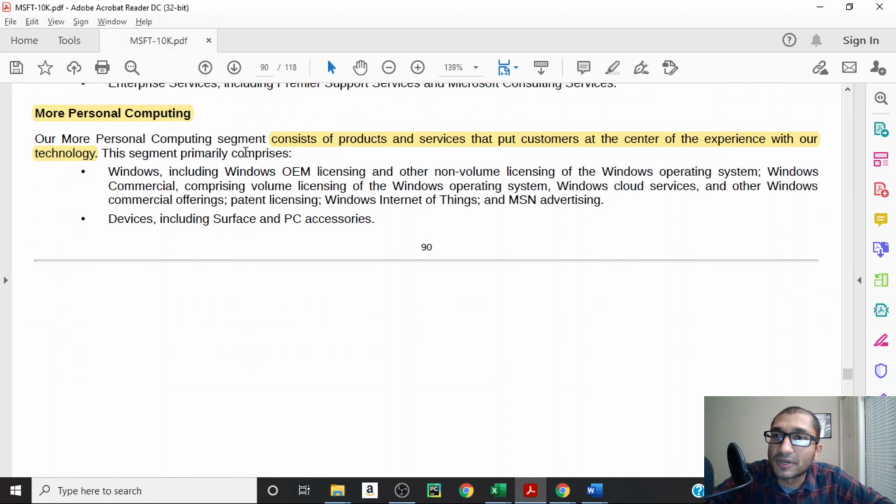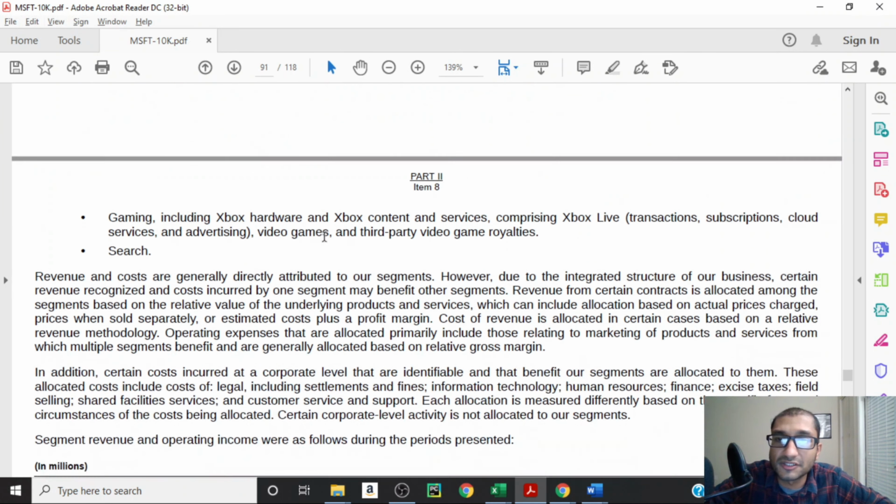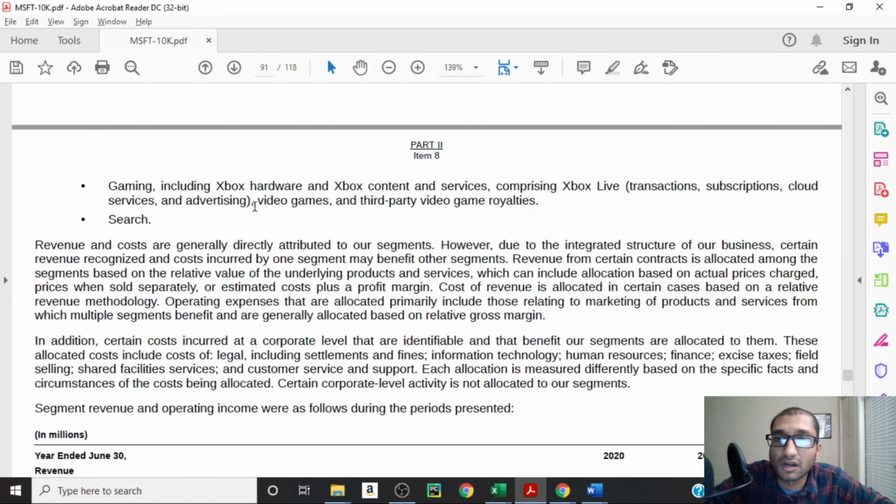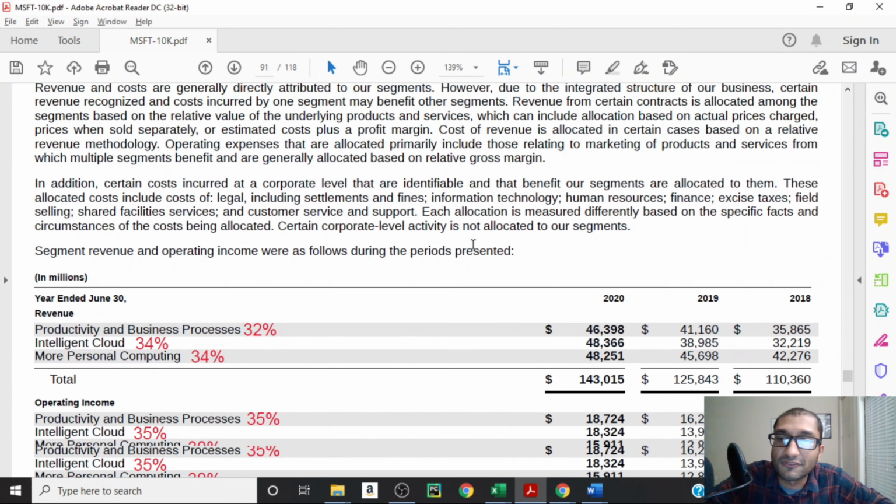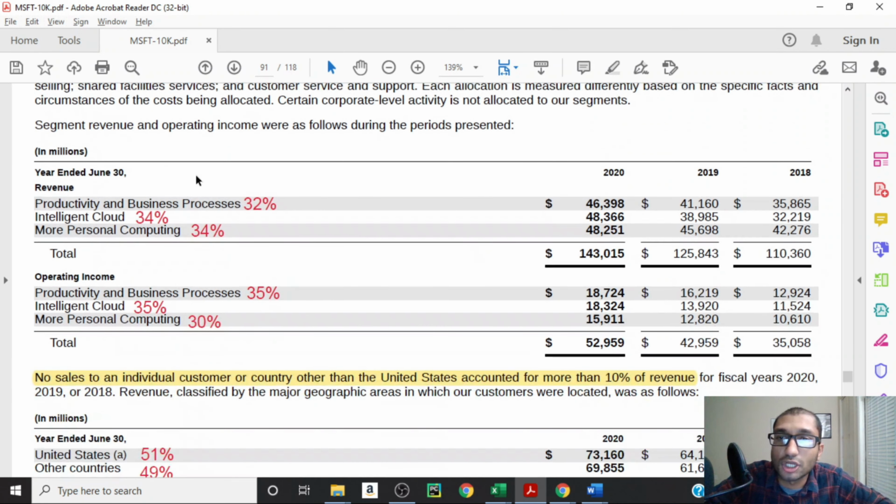The third and last operating segment is its more personal computing segment, which consists of products and services that put customers at the center of the experience with its technology. Some of the offerings within this segment include Windows operating system, devices including Surface and PC accessories, gaming including Xbox hardware, and search. Next, Microsoft gives us an idea of the revenue breakdown of each operating segment.